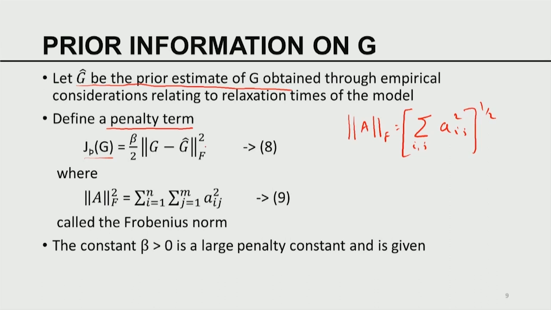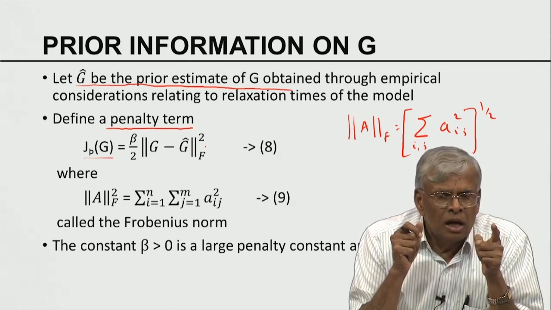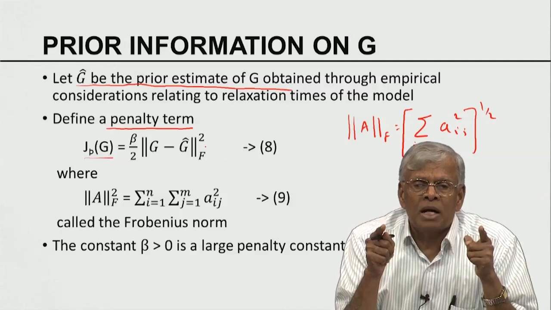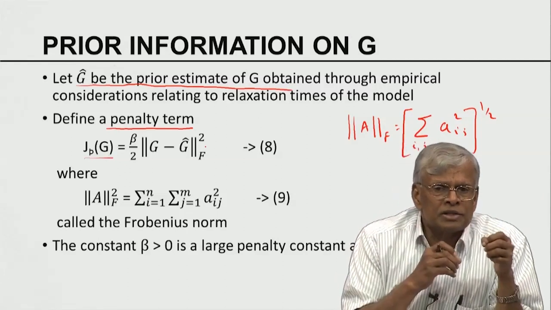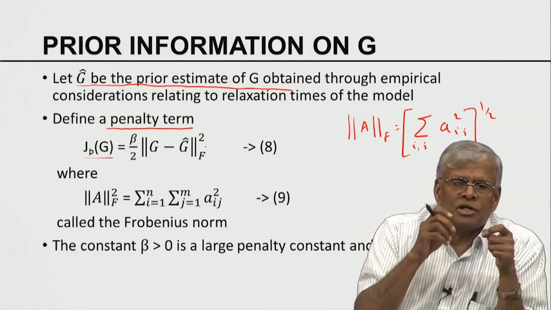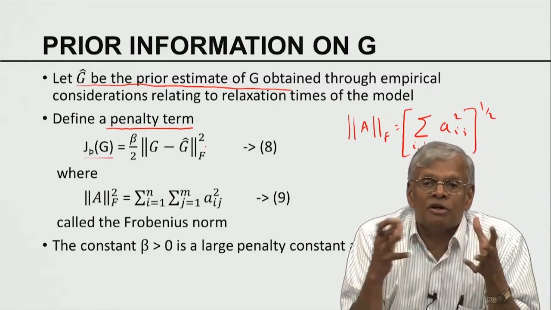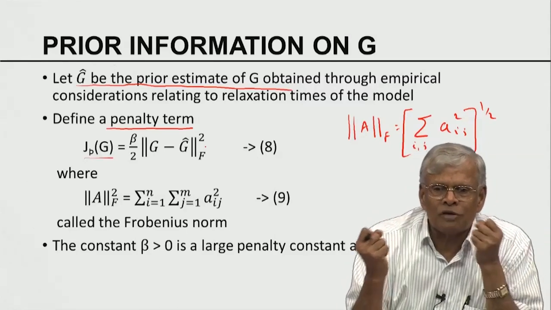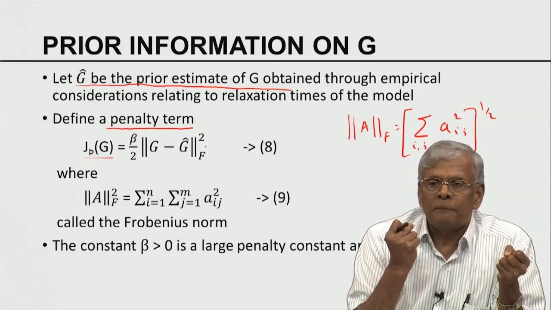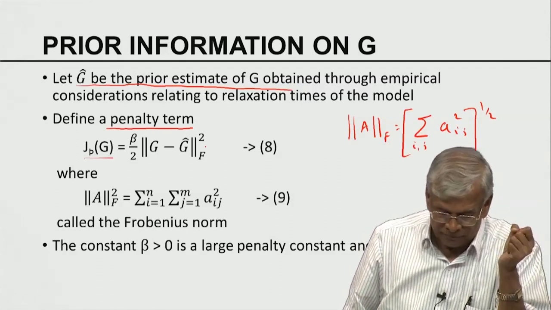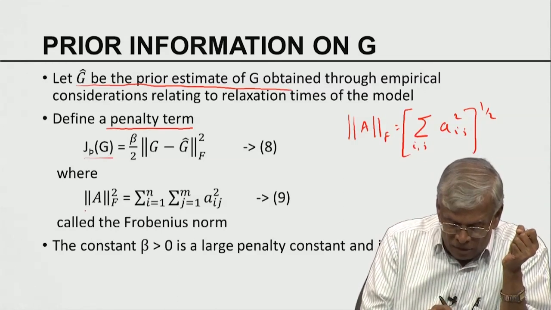So the penalty term relates to the difference between the two. What does the penalty term tell you? I am interested in designing an optimal G. I know they have been using G hat, but G hat was obtained from heuristic consideration. I am trying to design G optimally based on the sums of forecast errors. At the same time, I don't want my G to be far removed from G hat because G hat had already worked. So I want to find an optimal G that is a compromise between minimizing the sums of forecast errors and not going too far away from G hat. So we have defined the Frobenius norm here.